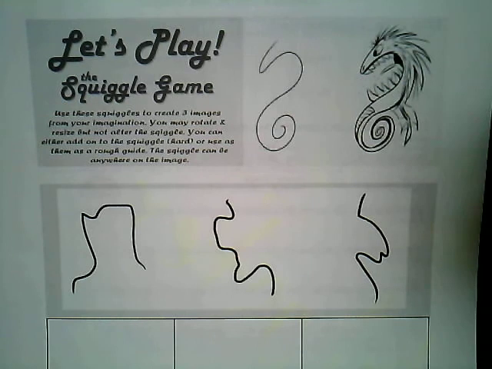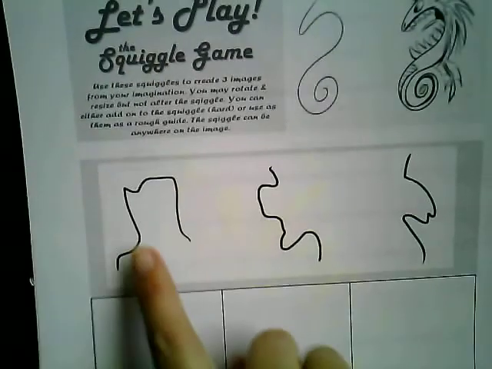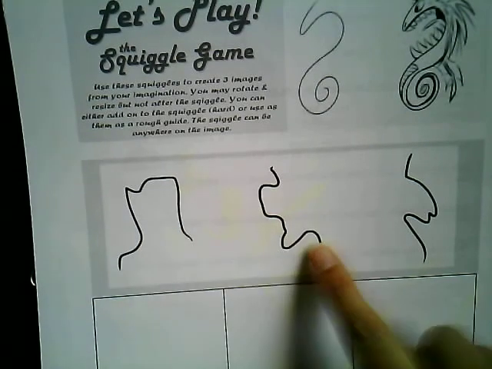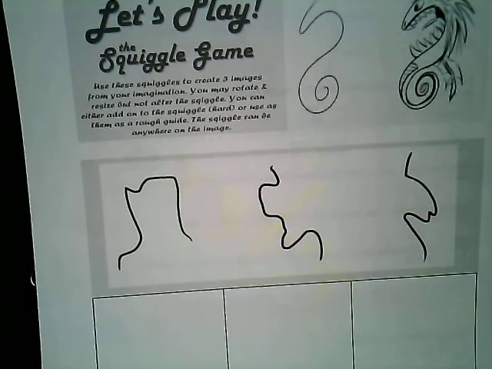So what I would like you to do is to take these squiggly lines here and then create something out of it. Okay? It can be anything. And you shouldn't spend more than like 1 minute on each one. Just make something out of it.